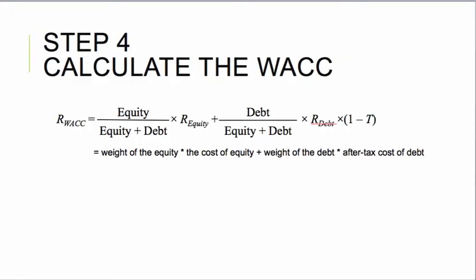If you want to further calculate the weighted average cost of capital, you can follow the formula listed here to do it. So weighted average cost of capital equals the weight of the equity times the cost of equity plus the weight of debt times the after-tax cost of debt.